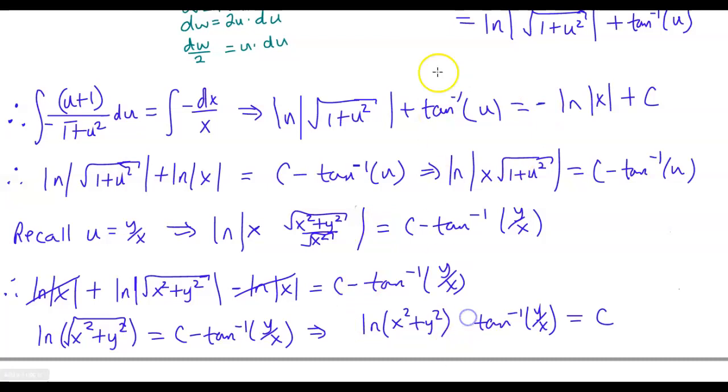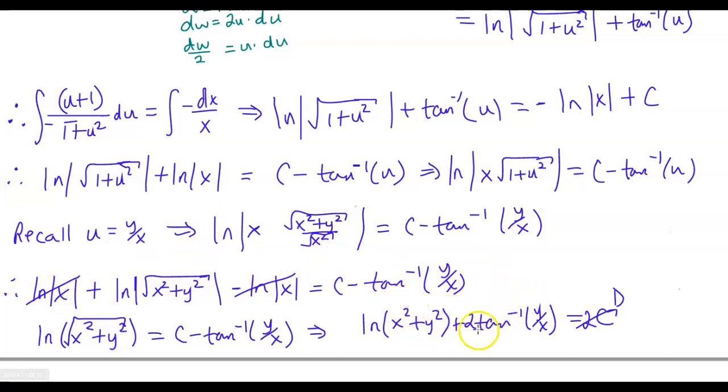Over here, instead of that being just tangent inverse, that would be plus 2 tangent inverse. And over here, this would be 2 times c, and I'm just going to say, let that be some other constant b. And so this would be our final result here.